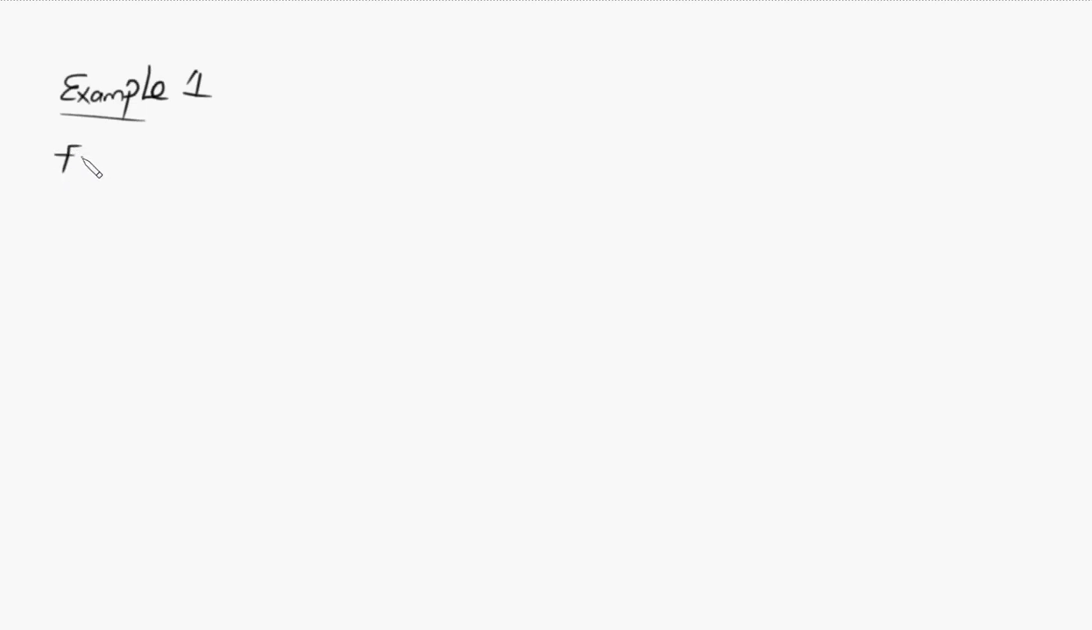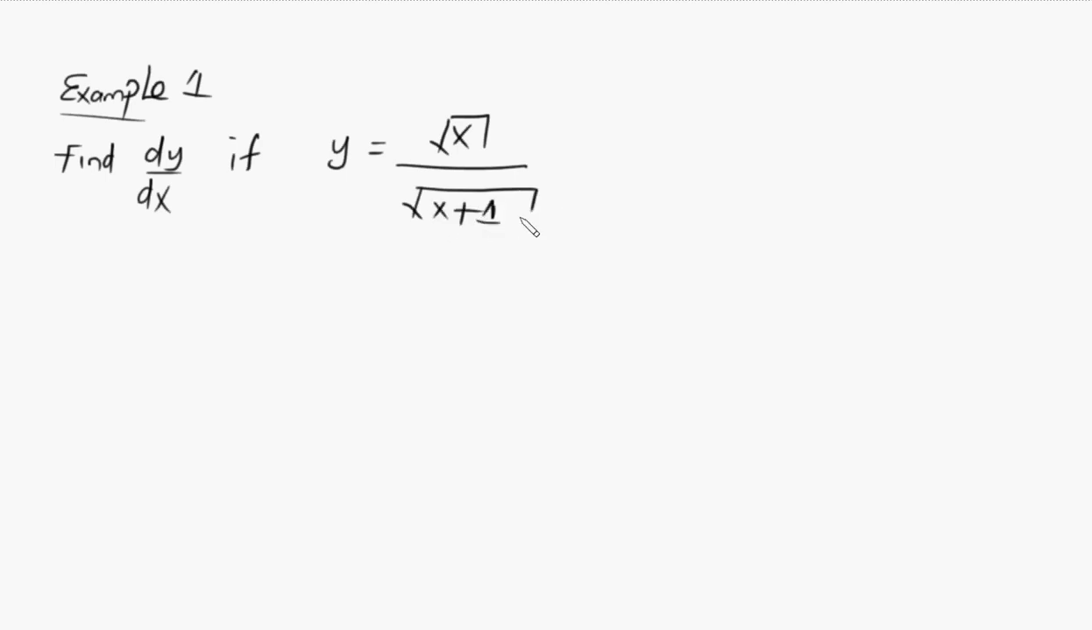Find dy/dx if y is equal to the square root of x over the square root of x plus 1. If I let u be the square root of x, and v be the square root of x plus 1, then my y is just equal to u over v.